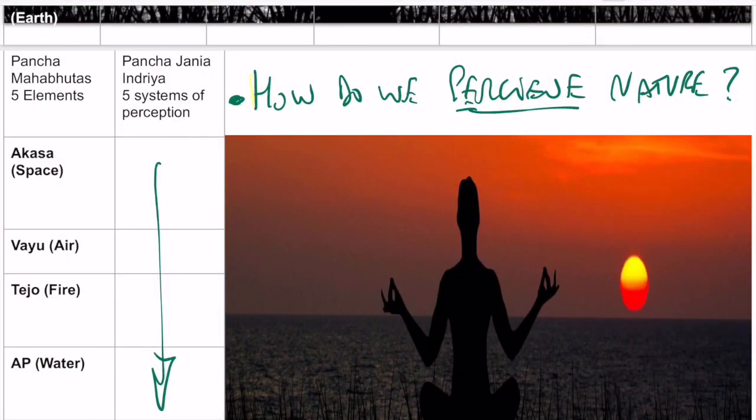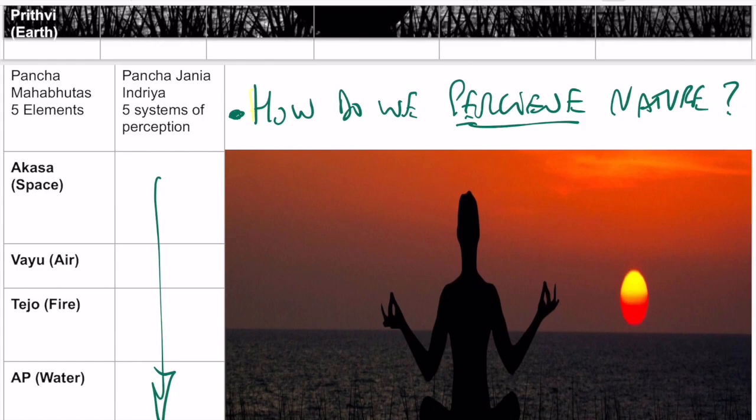The next thing that we have to think about are the actions. Just notice that what I call the five elements, the Vedas call the Mahabhutas. Pancha means five, Mahabhuta means big element. So these are the Mahabhutas, and these are the Sanskrit words, right?